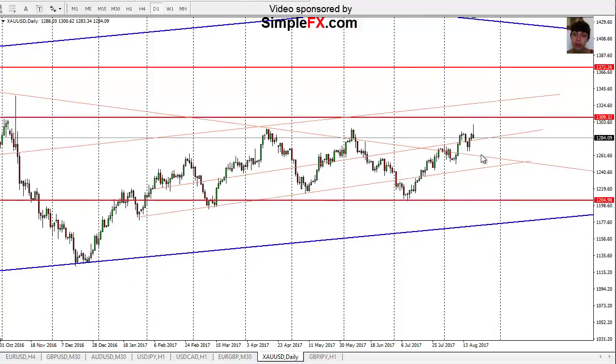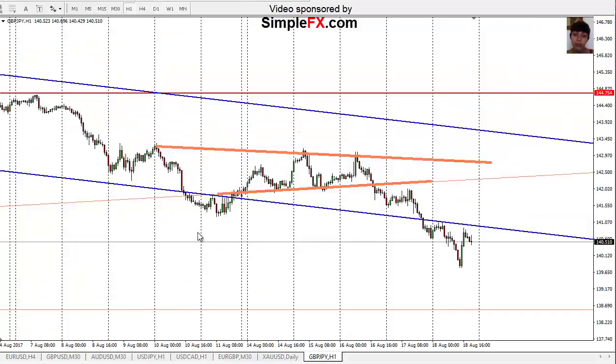And at the same time, if it goes down, we would have a double top, and we would have all those levels to go through and back to this bottom, to that level. So that's how I see gold. And now we're going to pound yen.